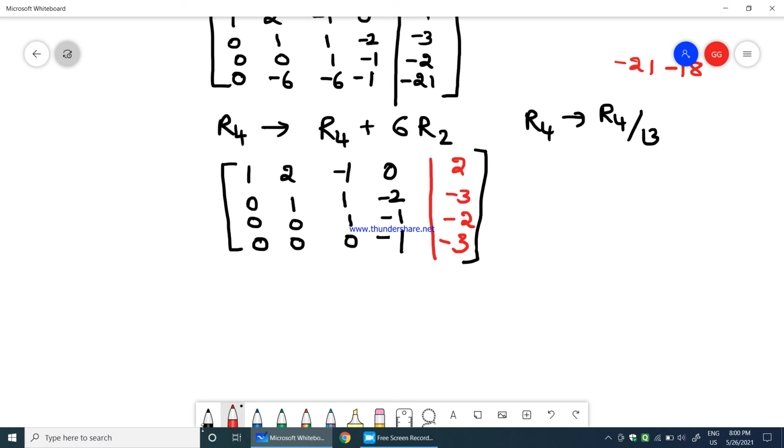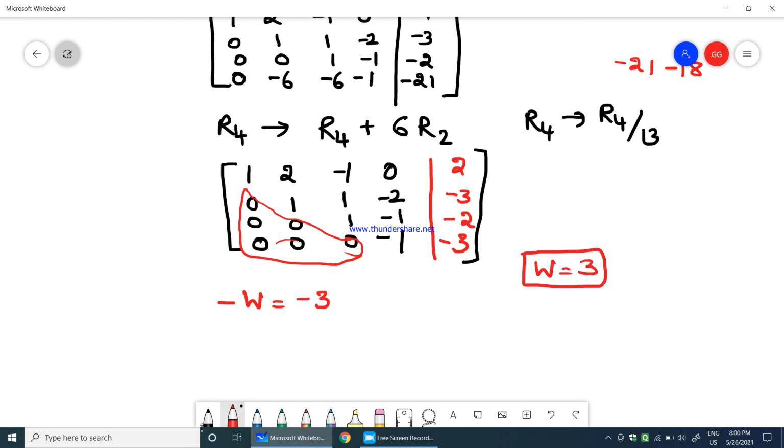Further you need not do anything, because in Gaussian elimination the elements below the principal diagonal elements should all become 0. That is where it helps in back substitution, because now I can easily write minus w equals minus 3. So therefore I got w to be equal to 3, right? w equal to 3.